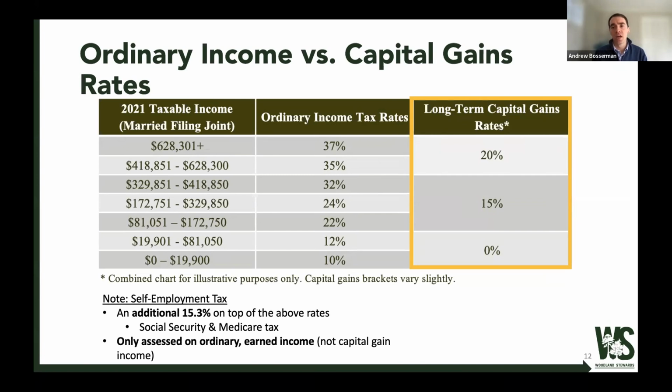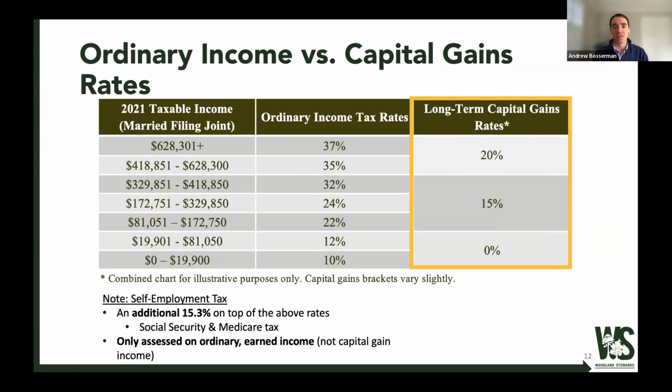to 15%. So just as an example, say you had taxable income of $100,000, that would be the third row from the bottom. You would be paying 22% at an ordinary income rate versus 15% for long-term capital gains. So that's a 7% difference, which is pretty big.